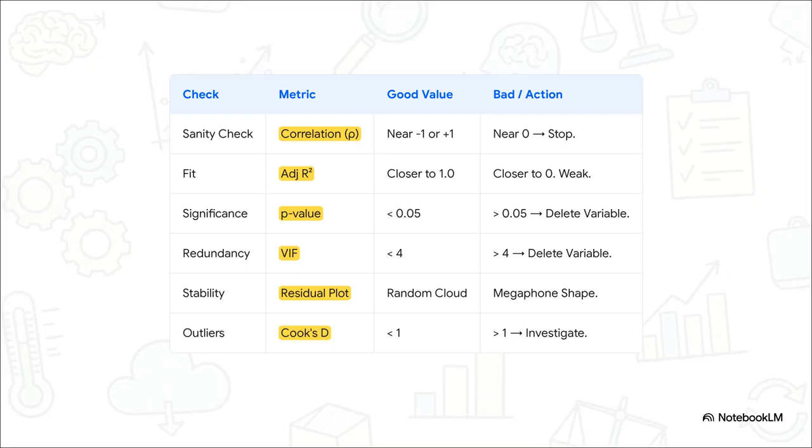So, to bring this all together, here is your final cheat sheet. This is the whole process in one place. We covered that initial sanity check with correlation, grading the fit with adjusted R-squared, checking for significance with p-values, looking for redundancy with VIF, and ensuring stability with the residual plot. And of course, we talked about checking for those influential outliers using Cook's distance to spot any points that might be warping your model. This table right here guides you through the entire diagnostic process from start to finish.